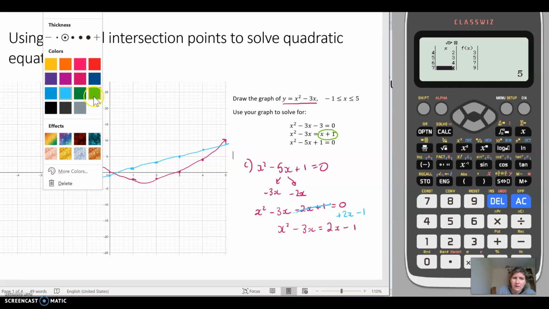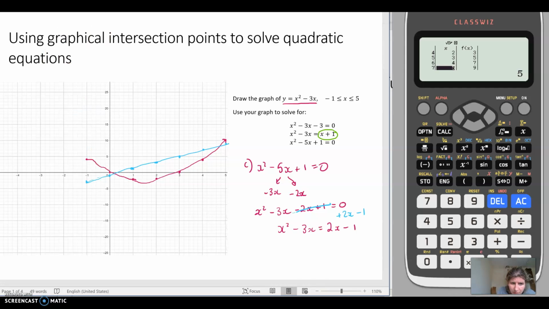Okay, perfect. And then I'm going to look at my points of intersection. So I've got one point of intersection here. I reckon that's at about 0.1-ish, maybe we'll go with 0.2. I reckon it's closer to 0.2. And then we'll go another one, that's at about 4.8. Let's go 4.8. Perfect. Okay, so then we'll say x squared minus 5x plus 1 is equal to 0 when x equals 0.2 and x equals 4.8.